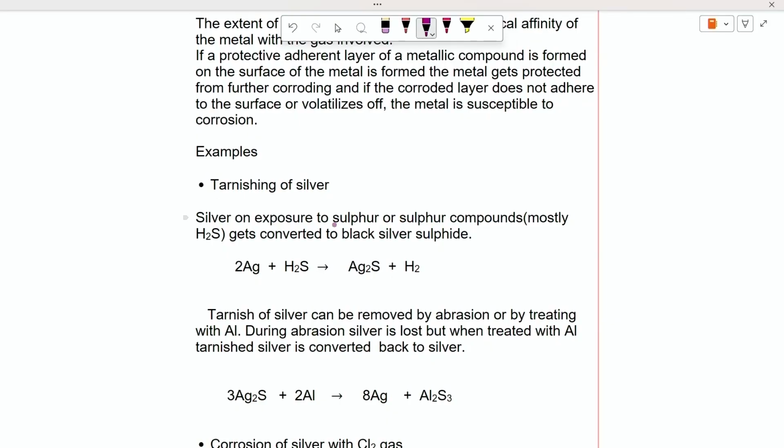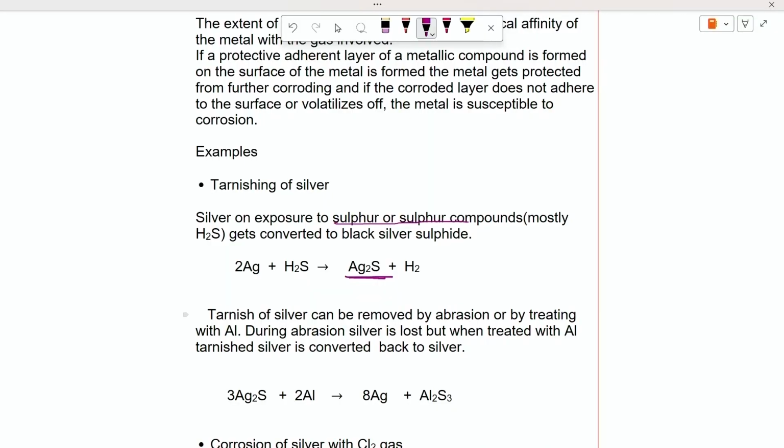And silver, when exposed to sulfur or sulfur compounds, mainly hydrogen sulfide from the atmosphere, gets converted to black silver sulfide. The reaction is silver combines with hydrogen sulfide to give Ag2S. This is the corroded silver, silver sulfide, and hydrogen. Now, this tarnished silver, you can remove that.